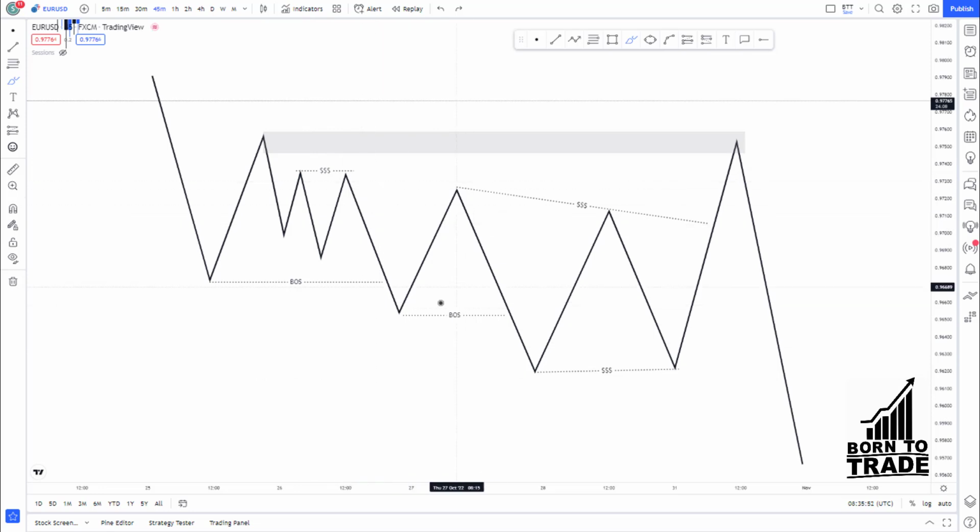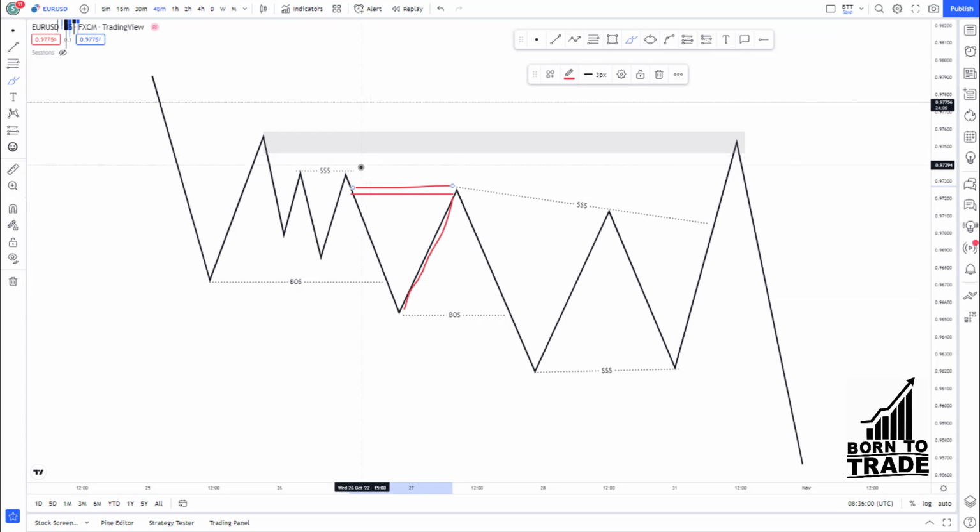And after that, what do we see price do? We see price pulling back to mitigate a zone over here. The truth is that we understand that liquidity is resting at this area, and now you see price coming to mitigate the zone and break structure to the downside.